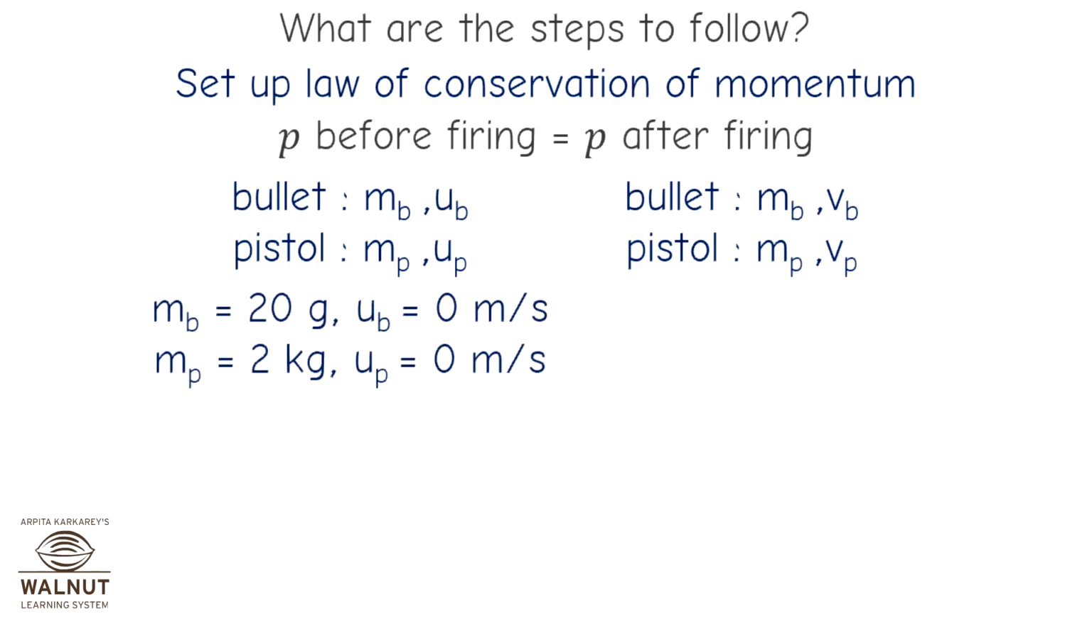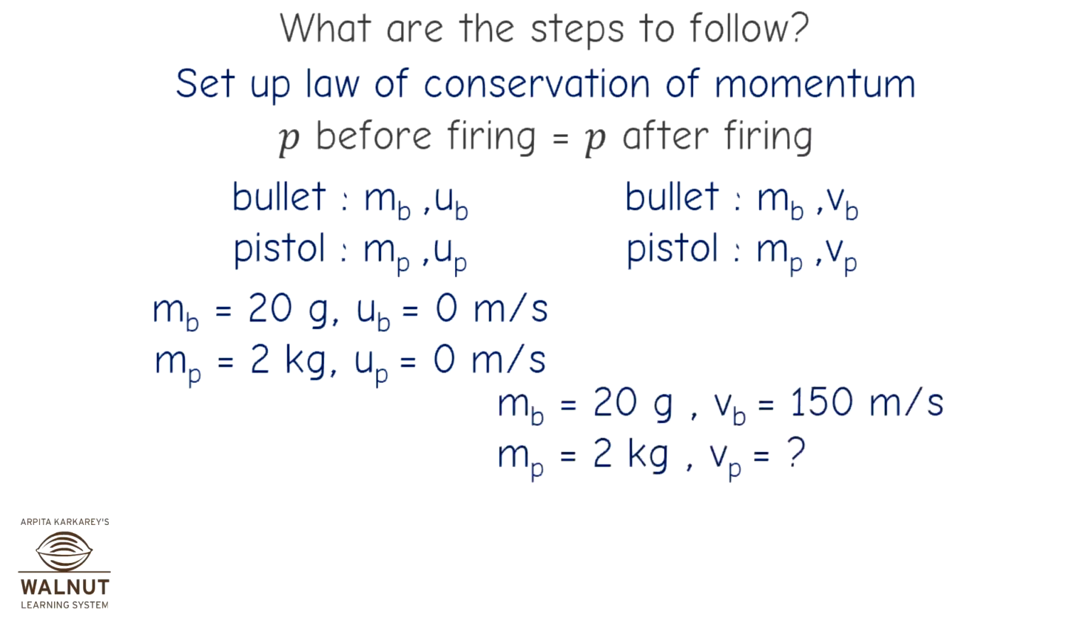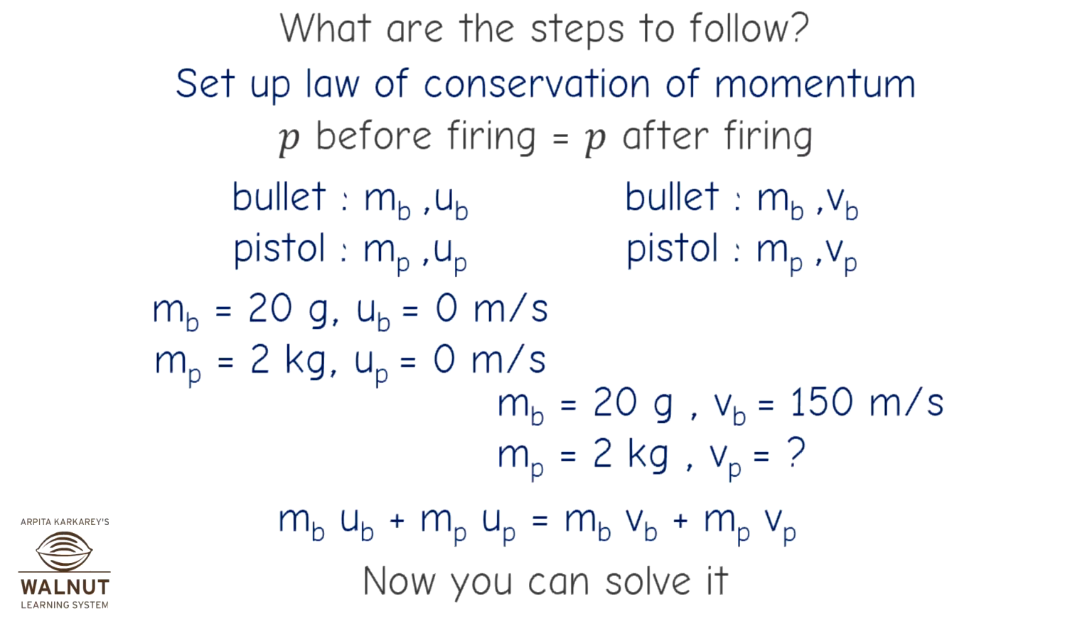Now before firing, mb is equal to 20 grams, ub is equal to 0 meters per second. mp is equal to 2 kilograms, up is equal to 0 meters per second. After firing, mb is equal to 20 grams, vb is equal to 150 meters per second. mp is equal to 2 kilograms. We have to find out vp. mbub plus mpup is equal to mbvb plus mpvp. Now you can solve it.